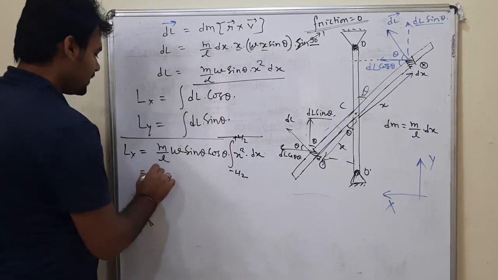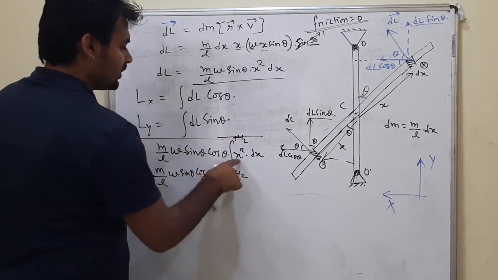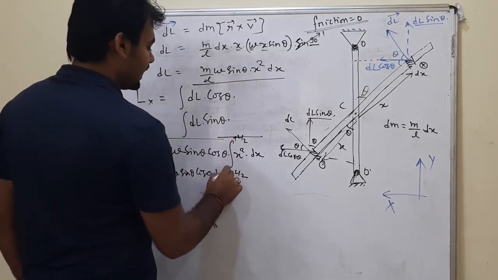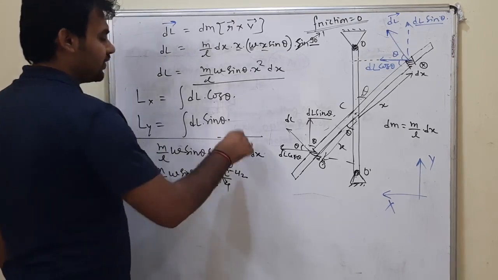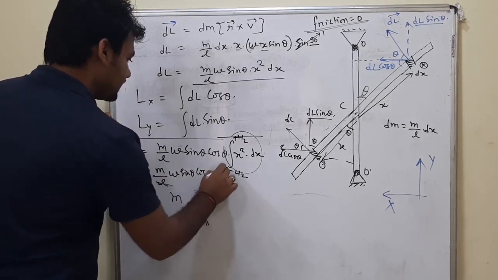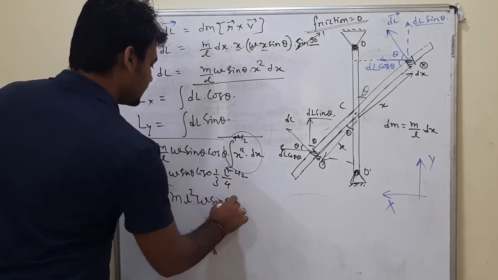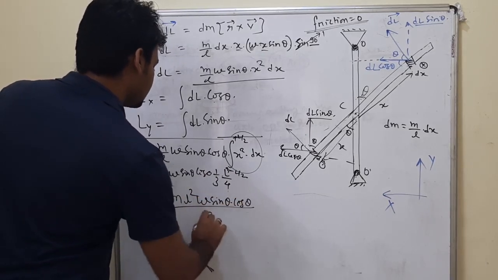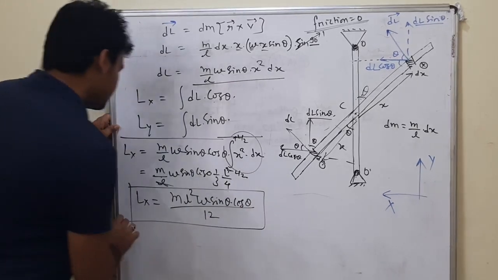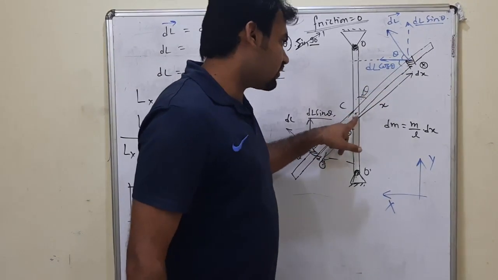Okay, so it will be m by l into omega into sin theta cos theta, x cube by 3, 1 by 3, and then l cube. Put the limits, you will get l cube by 4 after solving this. So it will be 4 times 3 is 12. So m and this l will cancel out. It will be m l square into omega into sin theta into cos theta divided by 12. This is the value of Lx. Okay, this is the x component of total angular momentum of this rotating rod with respect to the point C.